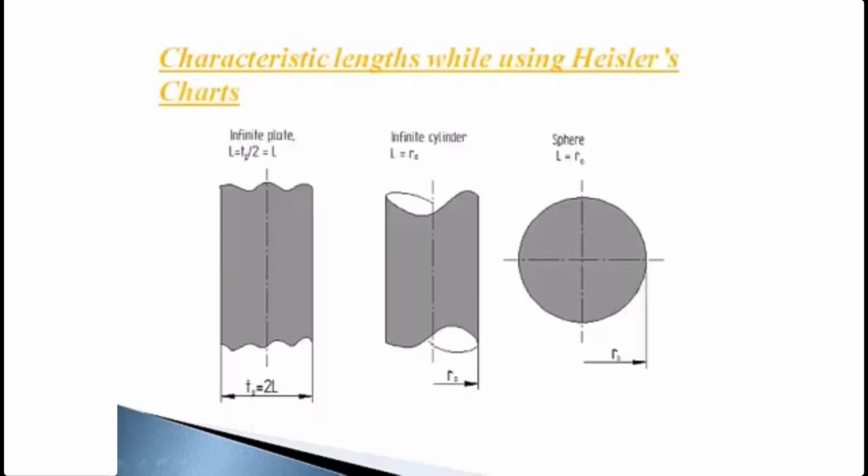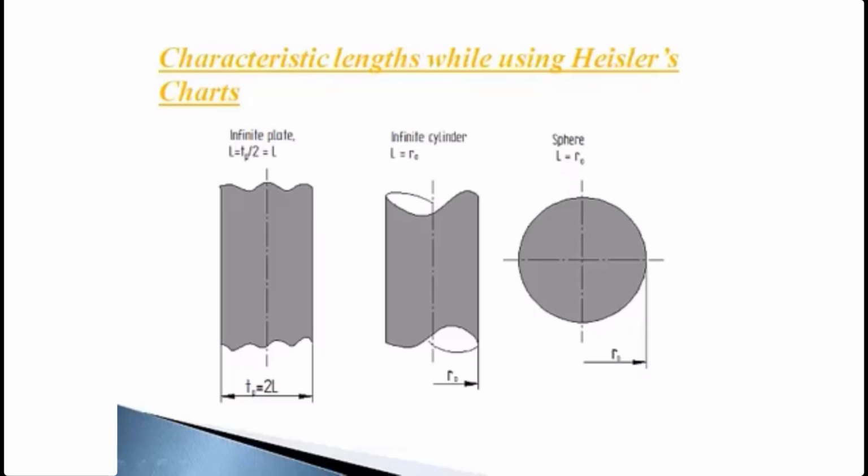In lumped heat capacity analysis, we defined the characteristic length for different geometrical shapes. For the flat plate, it was thickness by 2, for a cylinder, it was outer radius by 2, and for a sphere, it was outer radius by 3. In case of Heisler's chart, the characteristic length is a little different. It is different from the characteristic length used for lumped heat analysis in case of cylinder and sphere.